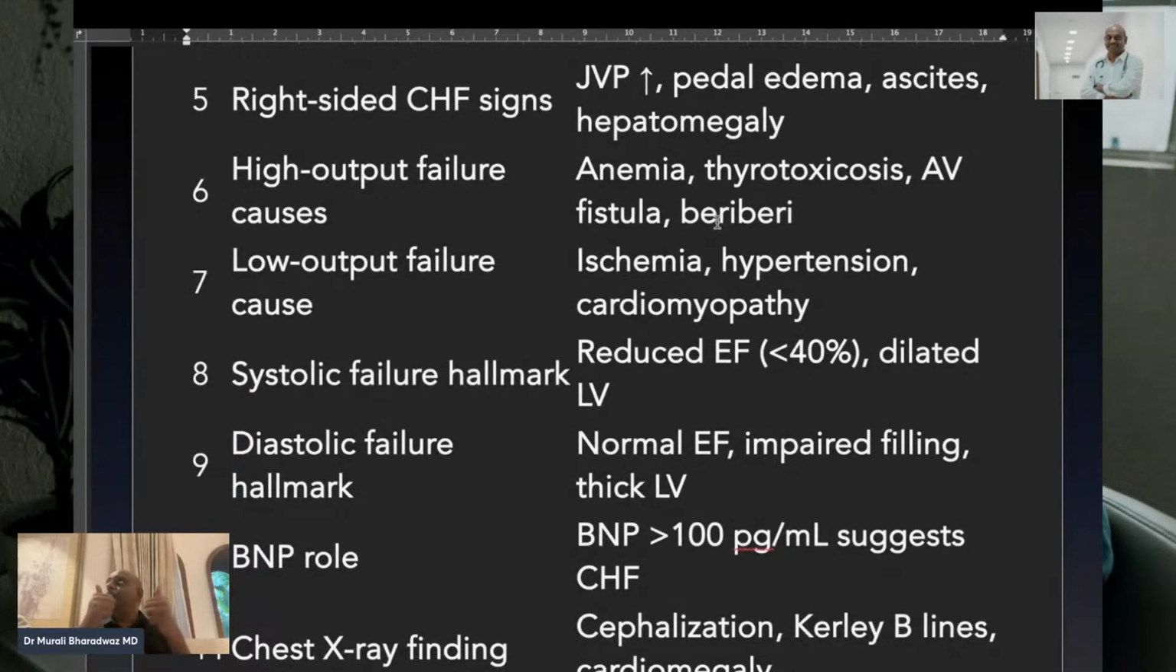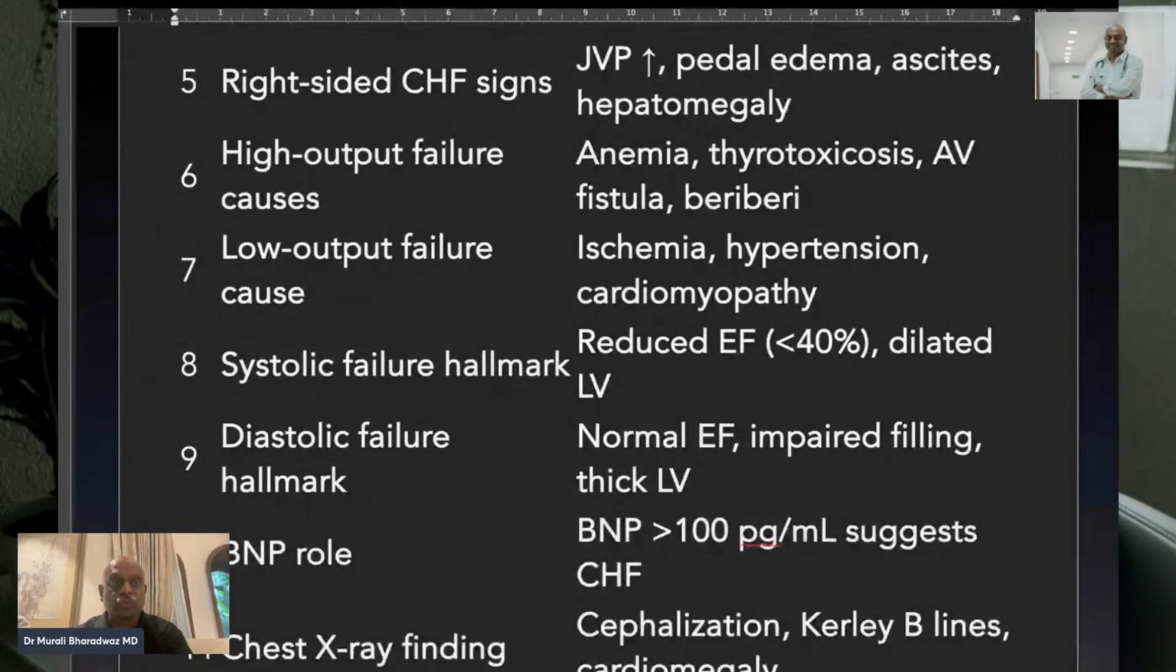Then it is called high output and low output failure. Can the online students punch in? Is the voice loud and clear?